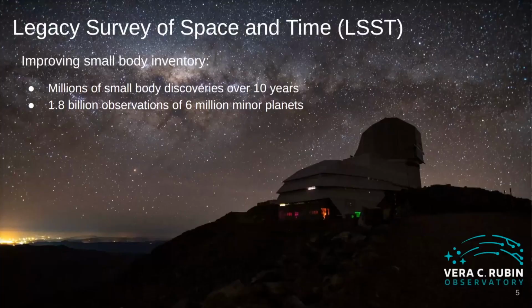Next slide, please. So LSST working to improve this small body inventory is going to consist of millions of discoveries of small bodies over the 10-year time period by taking nearly 2 billion observations of these roughly 6 million expected small bodies.